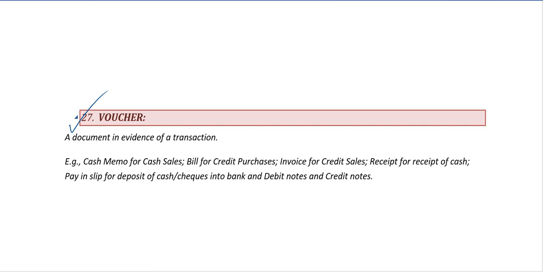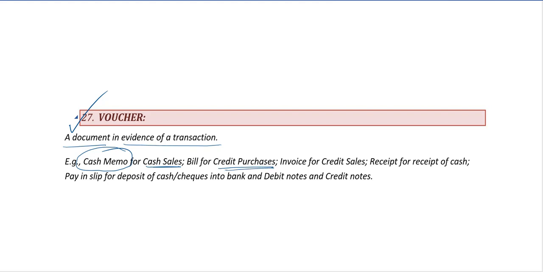Twenty-seventh term, voucher. It is a document which evidences a transaction. Any document which evidences a transaction is referred to as voucher. Let's check out the examples of vouchers. For cash sales, a cash memo is a document which is issued and therefore it's a voucher.